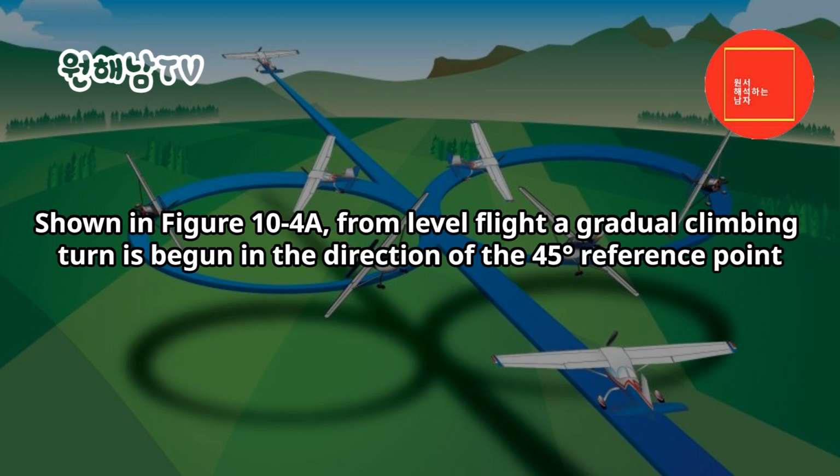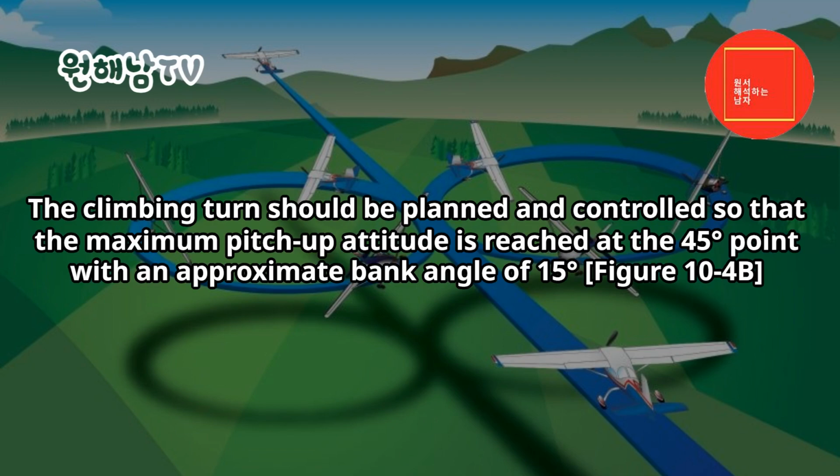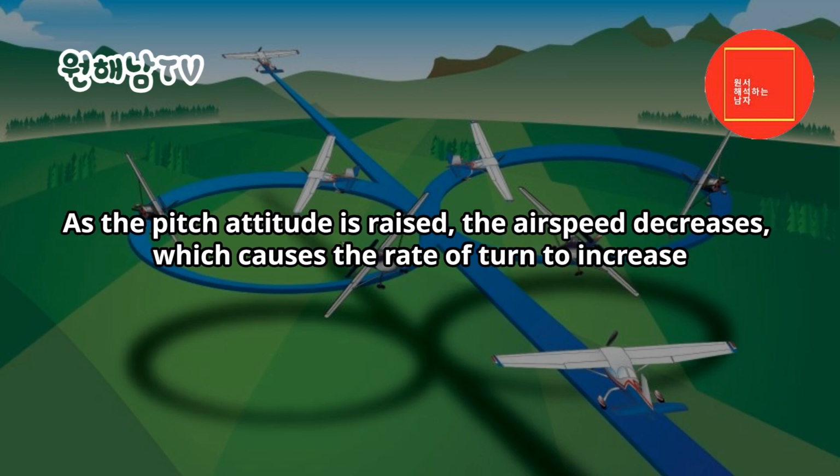Shown in Figure 10-4a, from level flight a gradual climbing turn is begun in the direction of the 45 degrees reference point. The climbing turn should be planned and controlled so that the maximum pitch-up attitude is reached at the 45 degrees point, with an approximate bank angle of 15 degrees. Figure 10-4b. As the pitch attitude is raised, the airspeed decreases, which causes the rate of turn to increase.